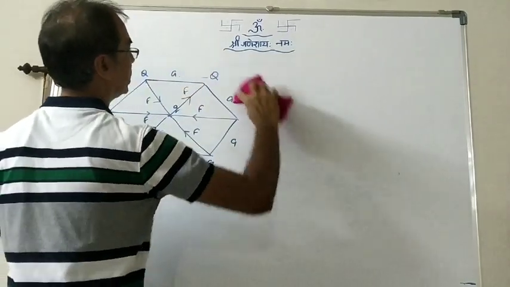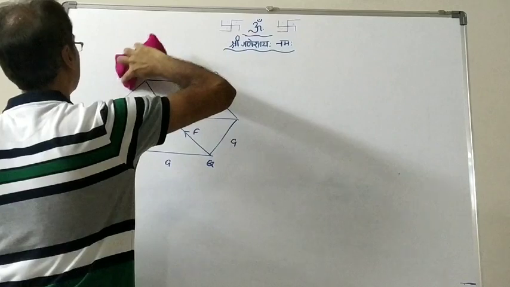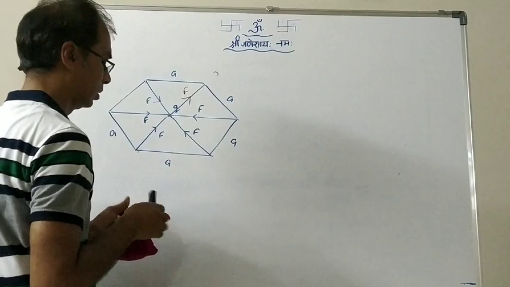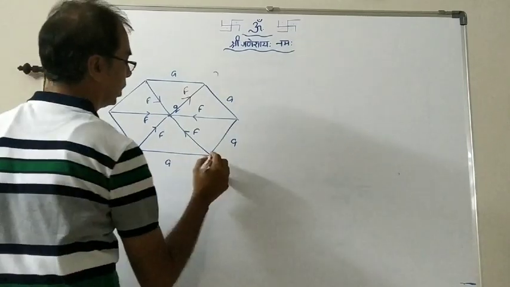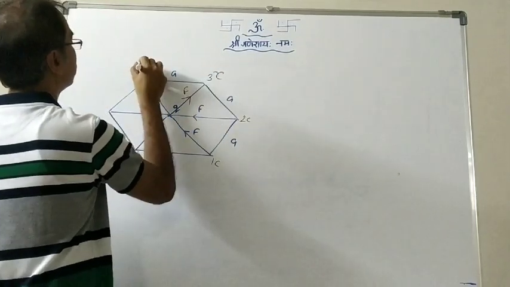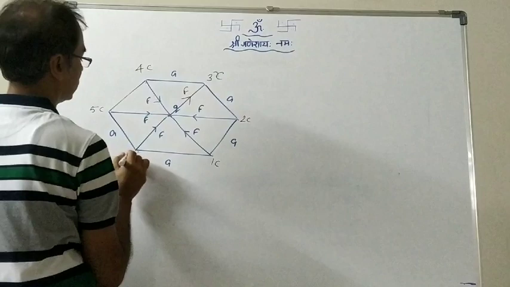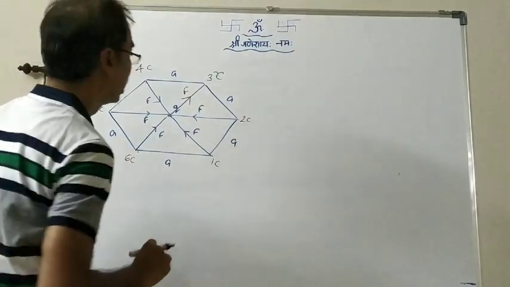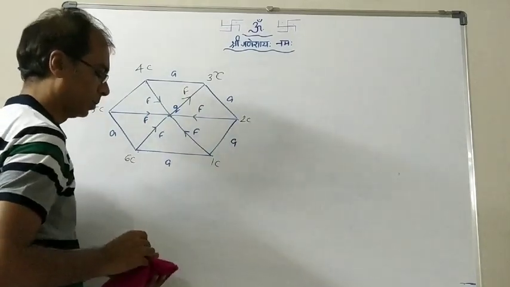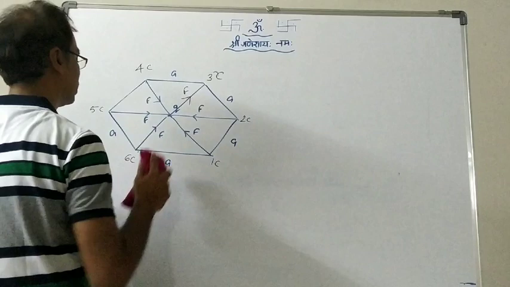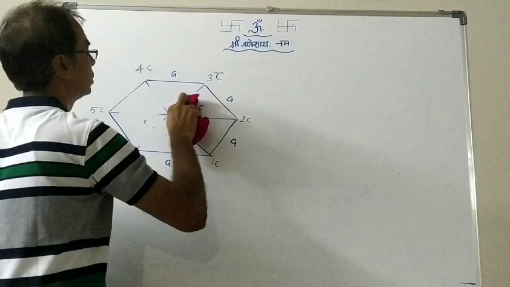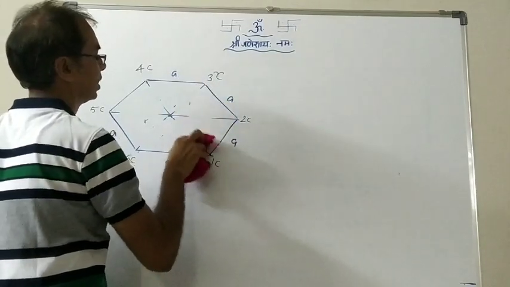So let's say I am going to put the charges on this regular hexagon in a different way. Suppose the charge on this is 1 coulomb, this is 2 coulomb, this is 3 coulomb, this is 4 coulomb, this is 5 coulomb, and this is 6 coulomb. Okay, and at the center let it be Q, and the sides let it be A only. We want to find what is the net force on the charge at the center.